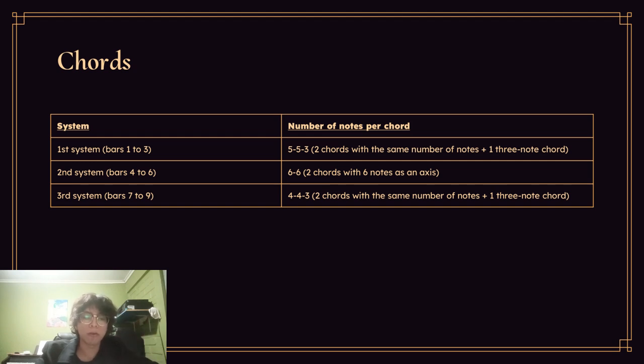The structure of 2 chords of the same quantity of notes and 1 chord of 3 notes is repeated in measures 7 to 9, and in measures 4 to 6 there is a symmetry axis of 2 chords of 6 notes. The first one is the first forte of the piece, and the second one is a piano chord, which is completed with the cello, meaning that they both have qualities that are only seen one time during the piece.